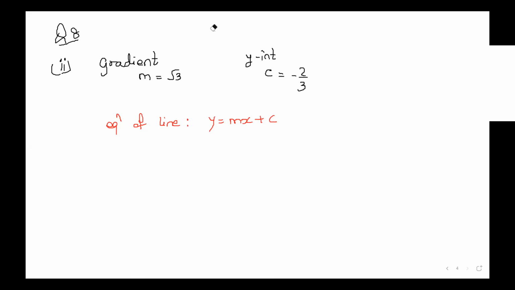So y equals root 3 x plus (-2 upon 3). So you take LCM 3. So 3y equals 3 root 3 x minus 2. And if you write in the general form, 3 root 3 x, 3y on the other side, so 3 root 3 x minus 3y minus 2 equals 0.